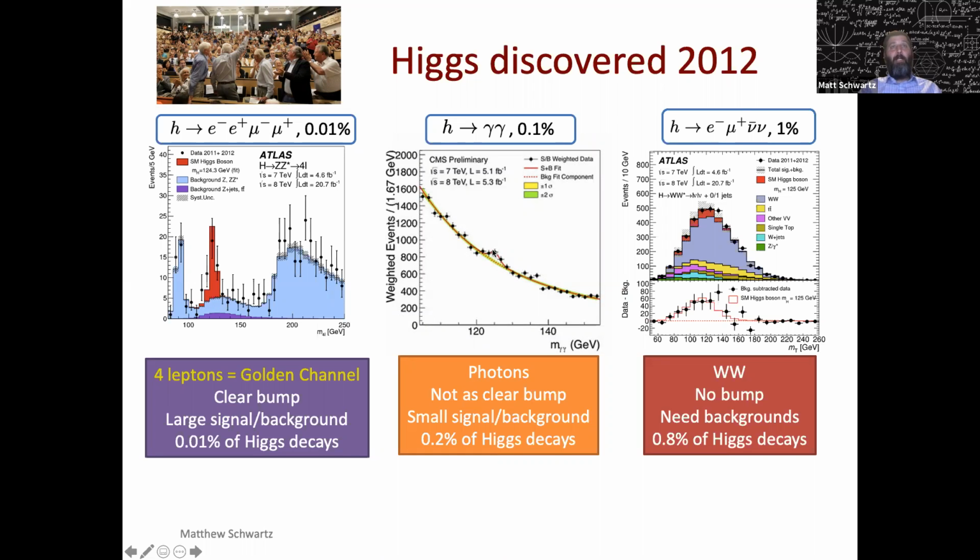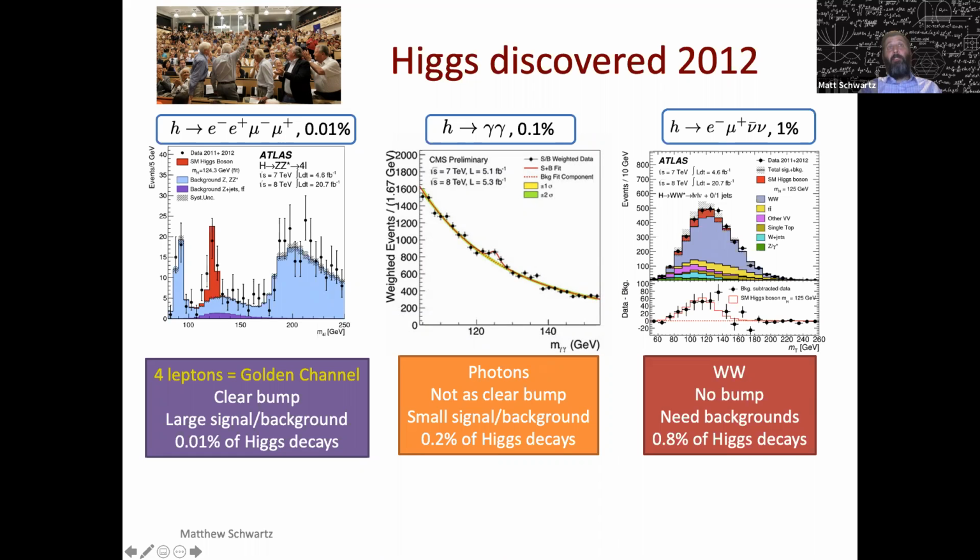So the name of the game in collider physics is figuring out ways to find signals on top of backgrounds: in the cases where there's a small background, where there's a large background whose shape is sort of smooth, and where there's a background that you very much need a theoretical calculation to understand. And we'll be talking about these in particular.